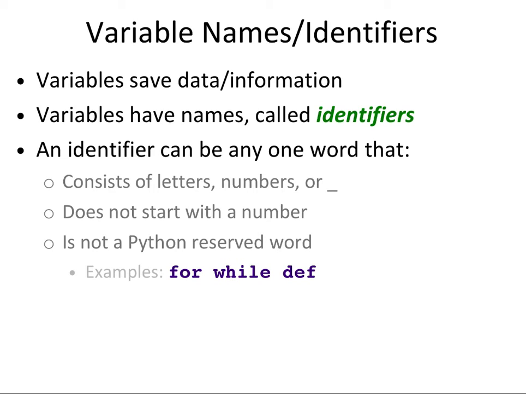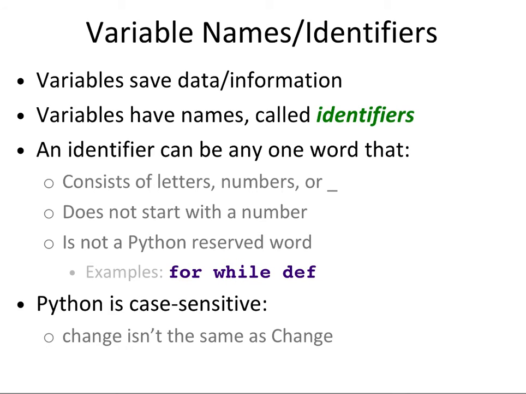So for example, for, while, and def are keywords that we'll use to write our Python programs. We can't make variables that consist only of those names. You could create a variable called for2 or while5, but it can't just be for or while. Python is also case sensitive, which means the lowercase variable name change is distinct and different from Change with an uppercase C as a variable name.